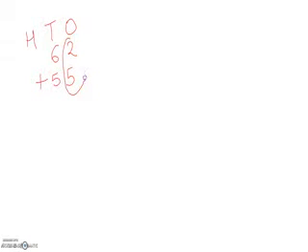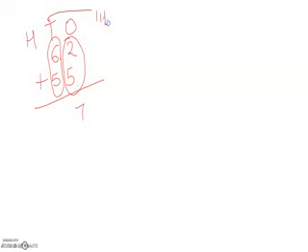First we have to add ones place. 2 plus 5 is 7. Next we have to add the tens place. 6 plus 5 is 11. We added tens place, so 11 tens. If we add the tens place, we have 6 tens plus 5 tens. That is 11 tens.